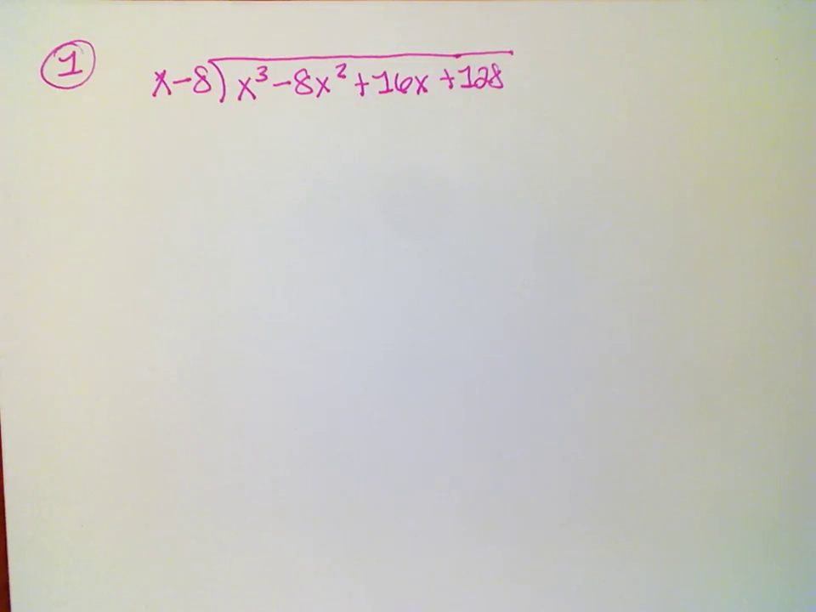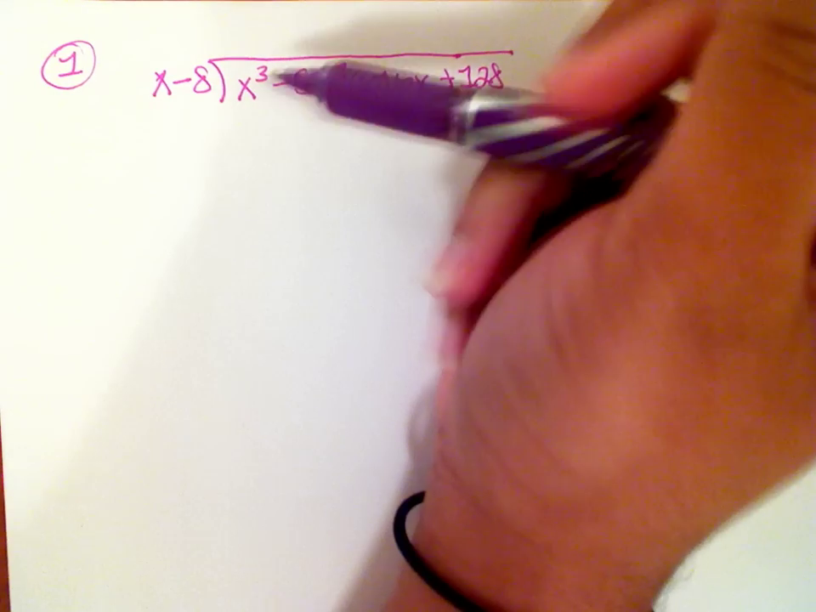This video is to walk you through numbers 1 through 4 on Test 2 test review. So to start off, you're told to perform the following operation, which is division. In the first one, I am going to use polynomial long division, but you could use synthetic if you want. I'm just going to show you long so you can review.